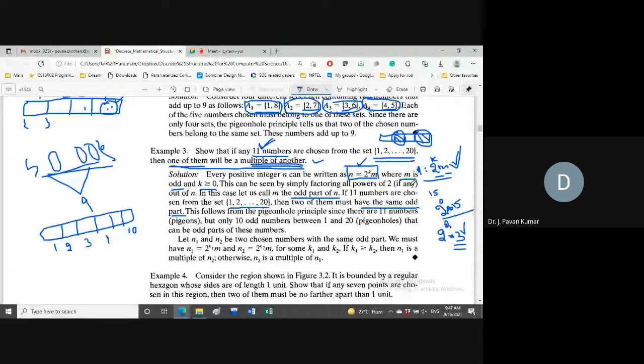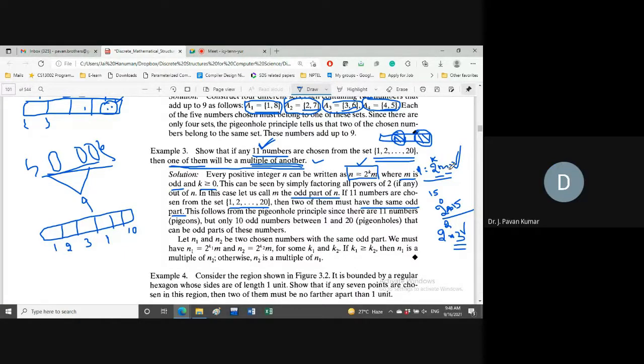From 1 to 20, how can we write 1 in the form 2 power k into m? 2 power 0 into 1. Next, 2: 2 power 1 into 1. So the m value is 1 in both cases. Yes or no?